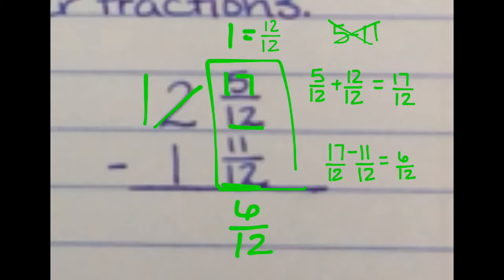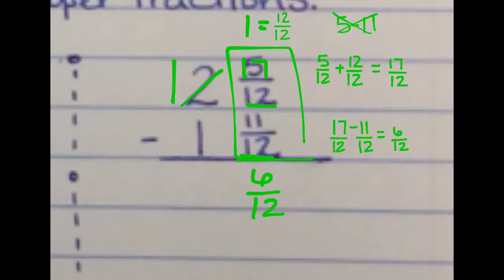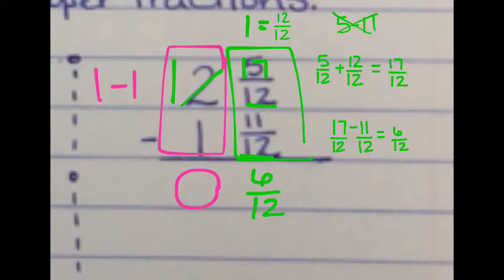When we come over here, our second step was to subtract the whole number parts, then simplify any fractions. So now we do our whole numbers. We've got 1 minus 1, which gives us 0. So we have no wholes that are left. But we can simplify this.